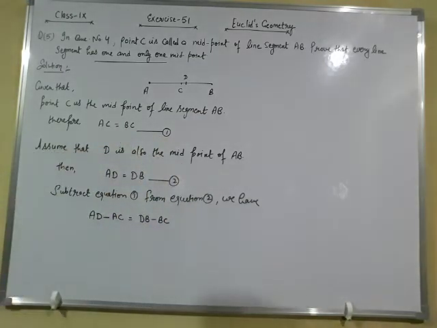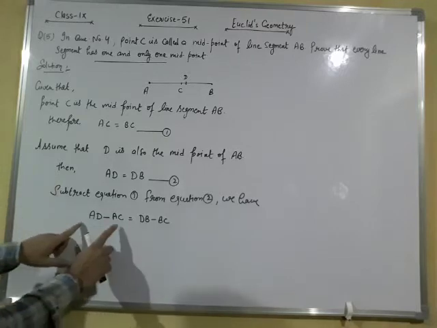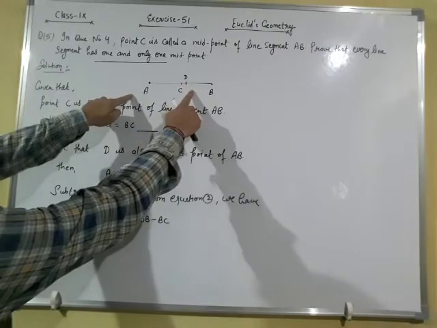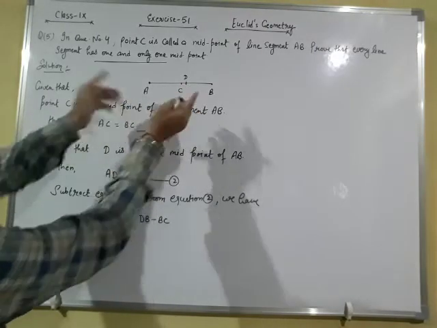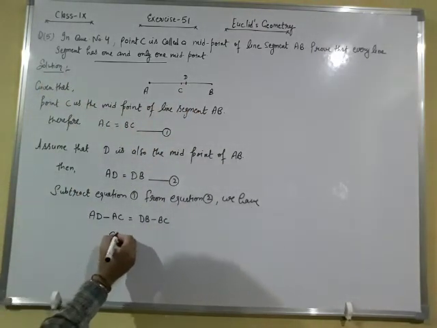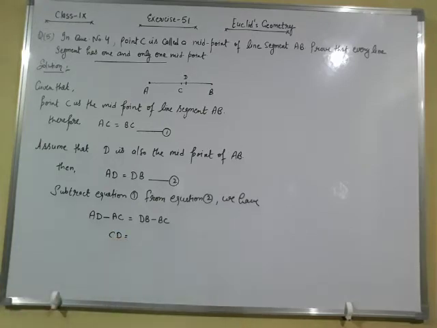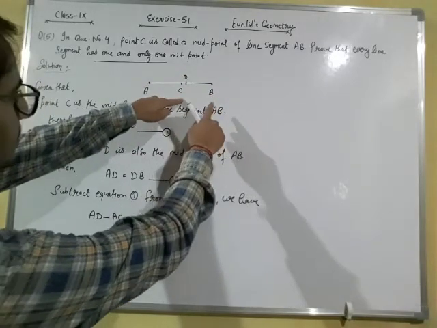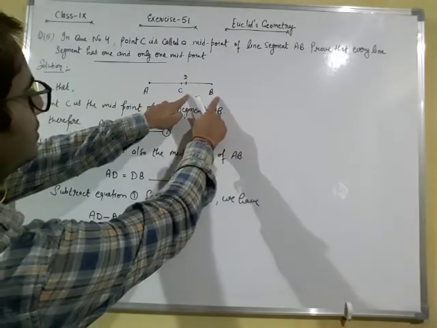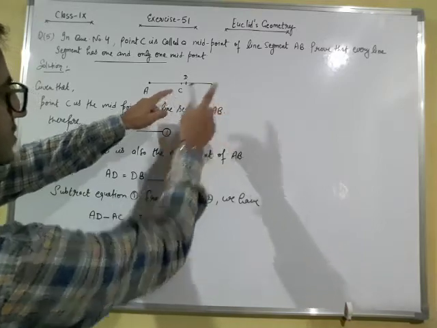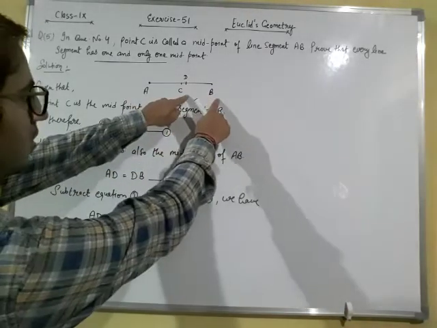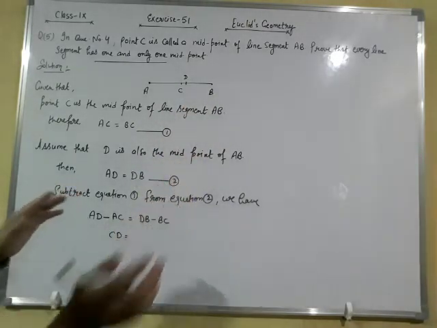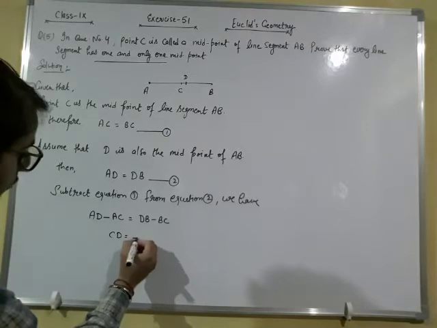AD minus AC. Now look at the diagram. When we subtract AC from AD, we will get CD. And DB minus BC: DB is a short distance, the length of DB is less than BC. So what will we get? We will get a negative quantity.